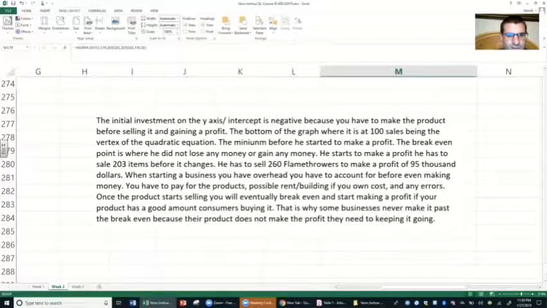Once the product starts selling, you will eventually break even and start making a profit if your product has a good amount of consumers buying it. That is why some businesses never make it past the break even, because their product does not make the profit they need to keep it going.